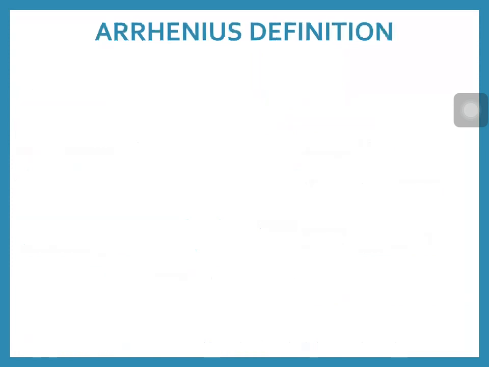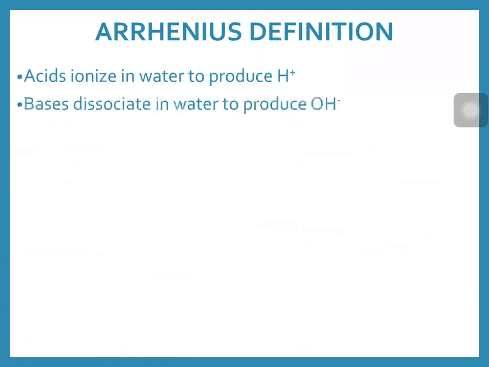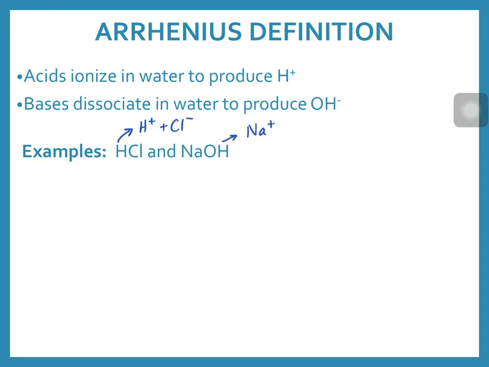Last year we took a look at the Arrhenius definition of acids and bases, which was that acids have hydrogen and they will dissociate or ionize into a hydrogen ion, and bases have a hydroxide or an OH and they will dissociate into OH and whatever other element is in that base. So examples are hydrochloric acid and sodium hydroxide. When we dissociate, we would have H+ and Cl-. Sodium hydroxide would dissociate into a sodium ion and a hydroxide ion.